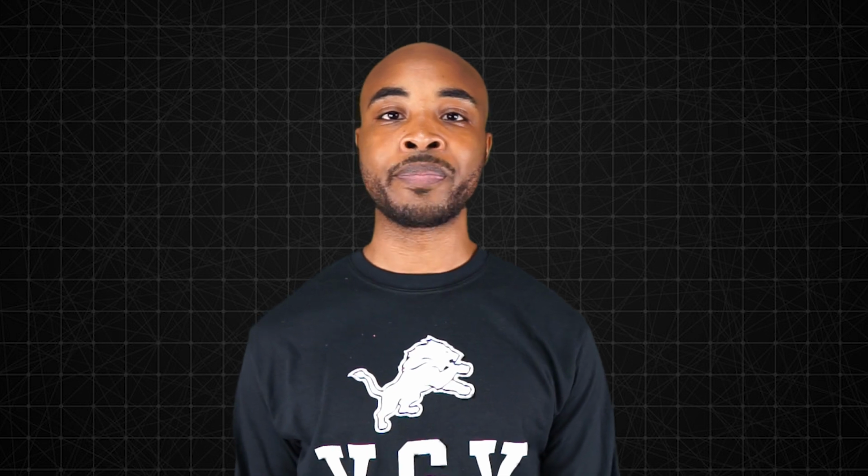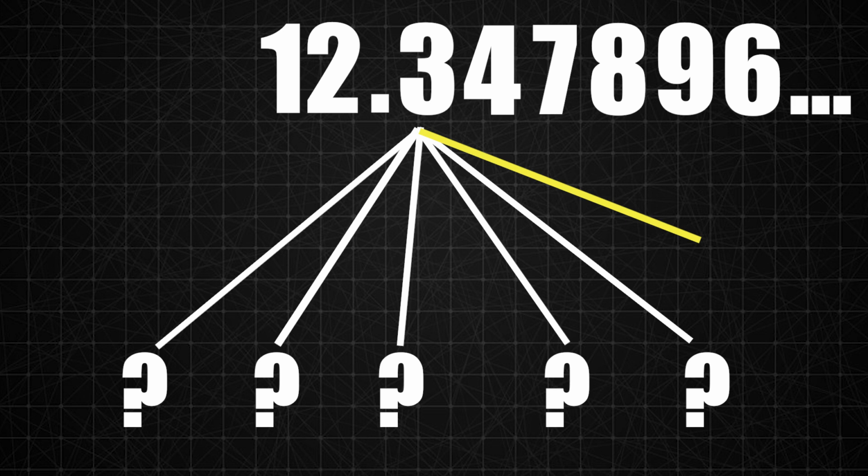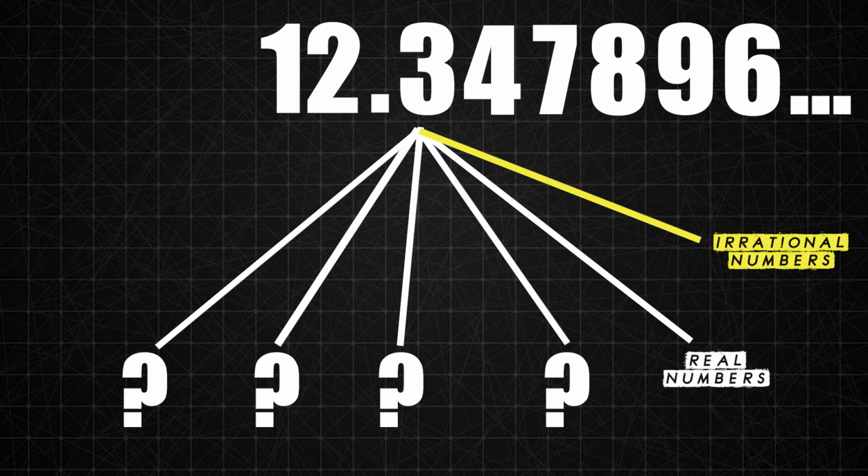Let's try another one. 12.347896 and so on. What set is this number a part of? Yes, indeed. It is an irrational number and real number. It is an irrational number because the decimals do not repeat.